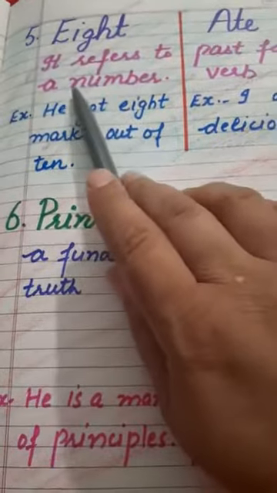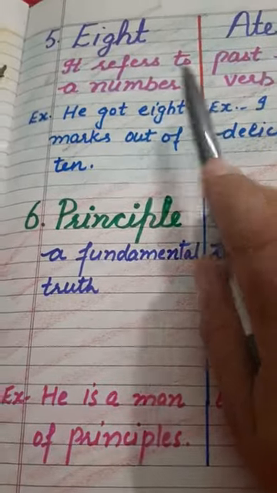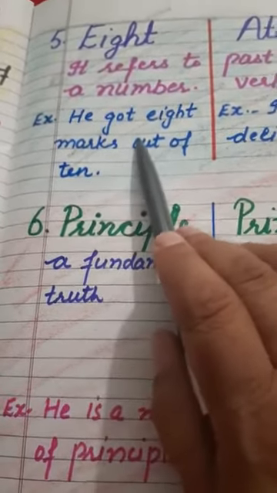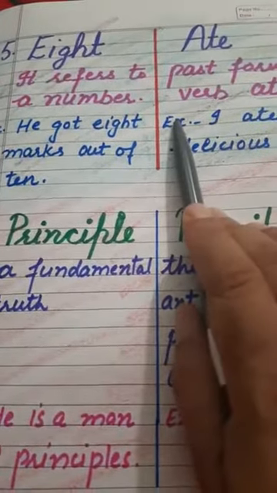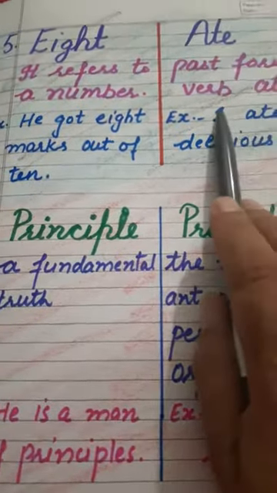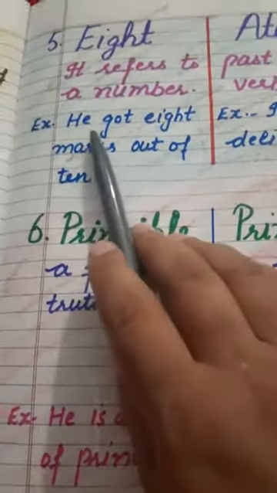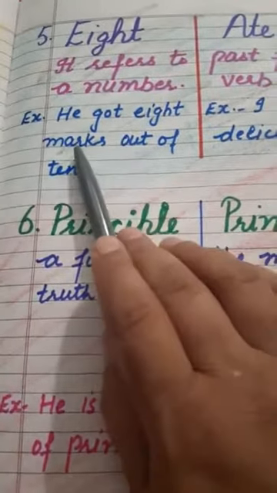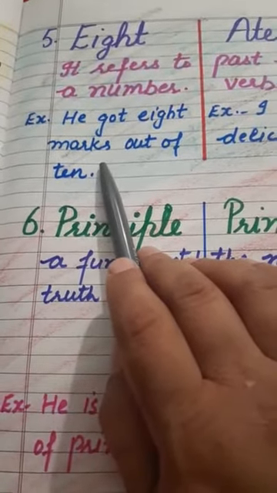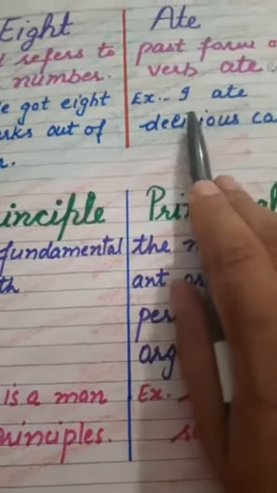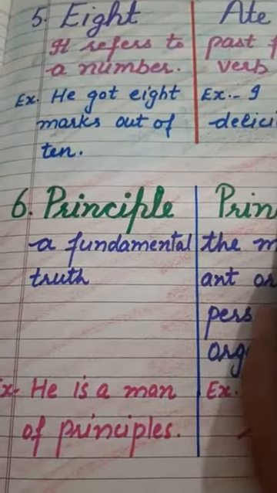This eight means it refers to a number. This eight means 1, 2, 3, 4, 5, 6, 7, 8. It means it is describing a number. Clear? And this ate means past form of verb eat. This ate is the past form of eat. Clear? Example, he got eight marks out of 10. Uske 10 mein se 8 number aaye. And this ate means I ate delicious cake. मैंने बहुत ही स्वादिष्ट केक खाया. Clear?